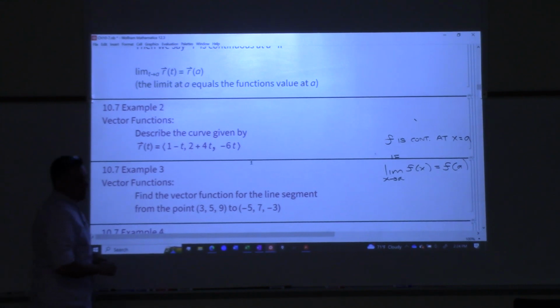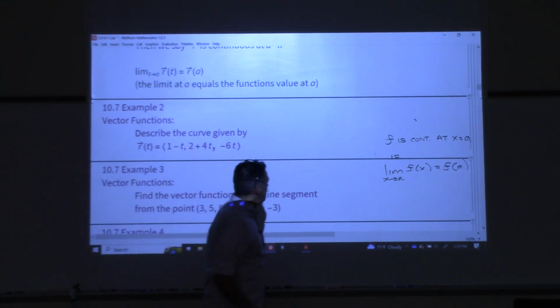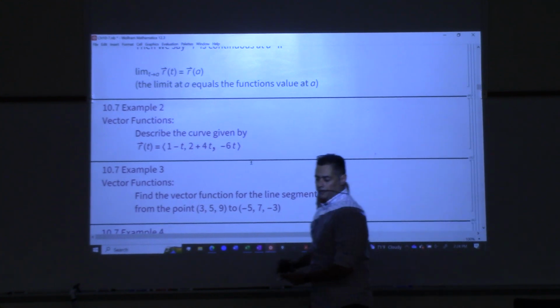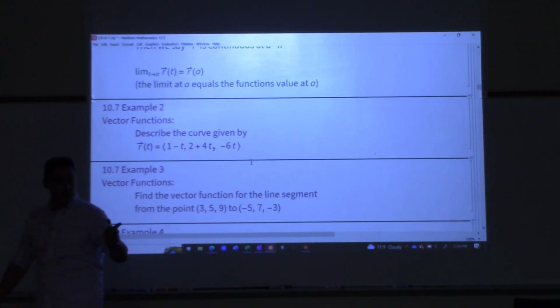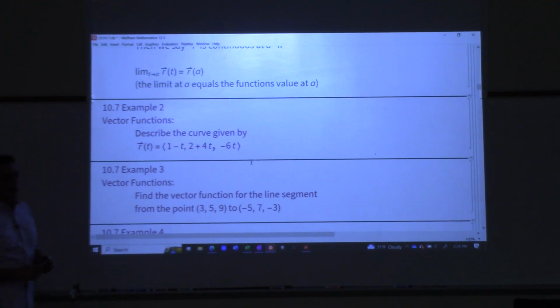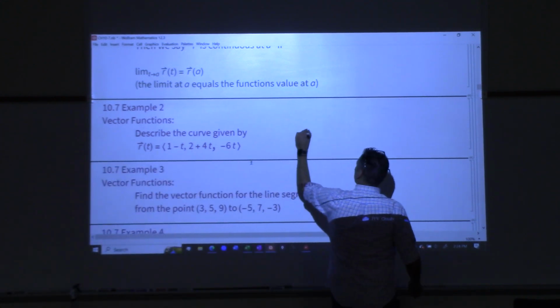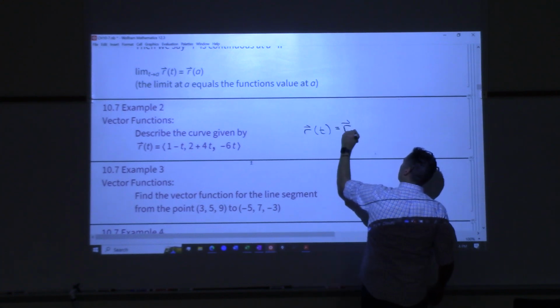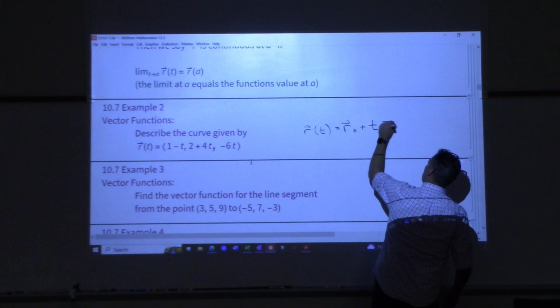Raise your hand if you think you know what this draws. I think so, a line. A line. This is a line. How do we know that? Well, we already studied this, right? Remember the vector equation of a line? The vector equation of a line was this R naught plus t times v, right?